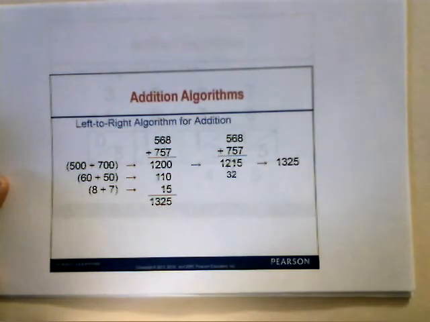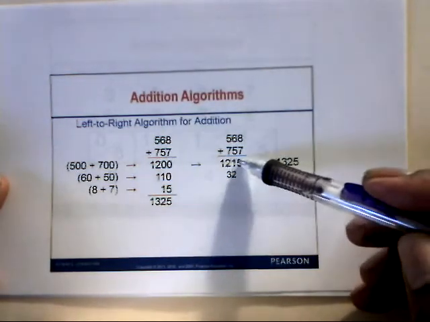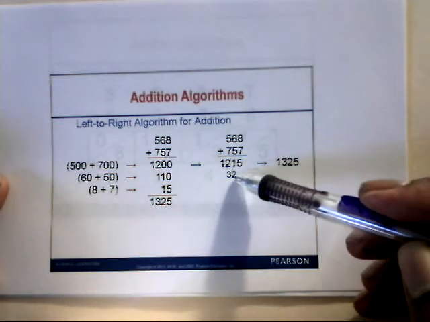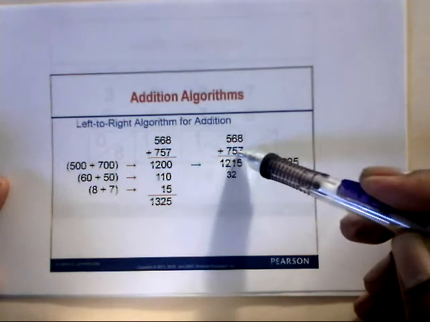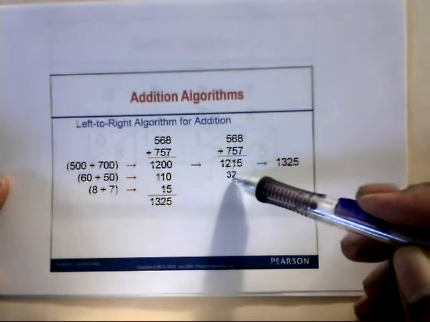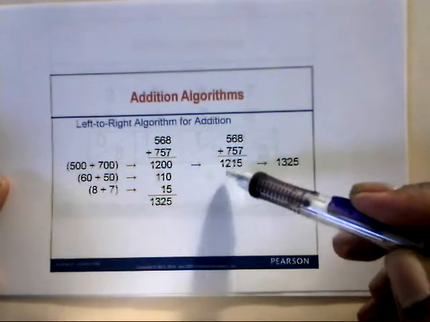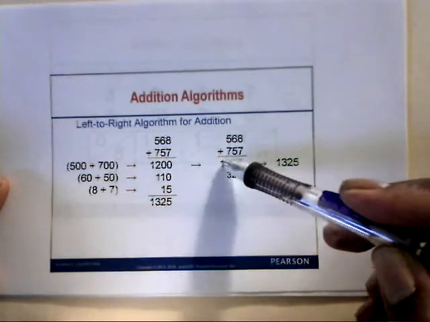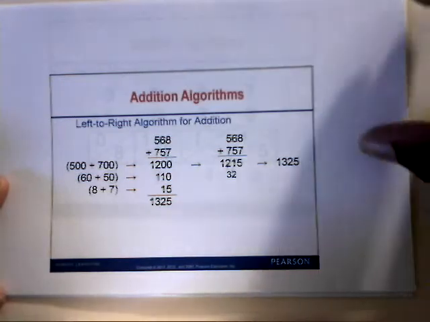Okay. And in this case, if they showed this in a shorter way, 8 plus 7 is 15, of course. And then you have 6 plus 5, that's 11, but you have 1, that's going to be a 2. 5 plus 7 is 12, but you had to add 1 to that. That will give you a 3 here. So this will be 1325, or 1,325.